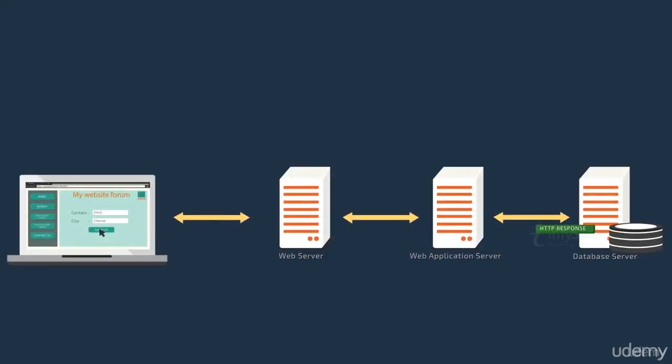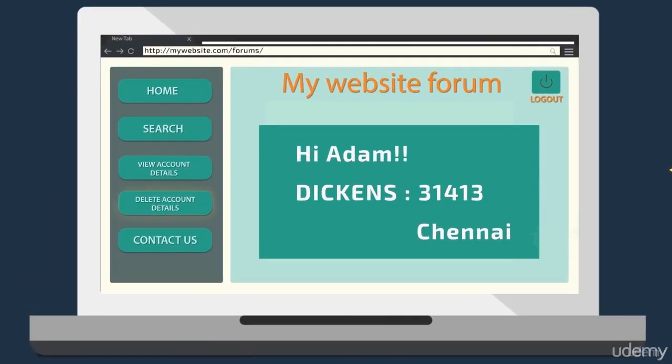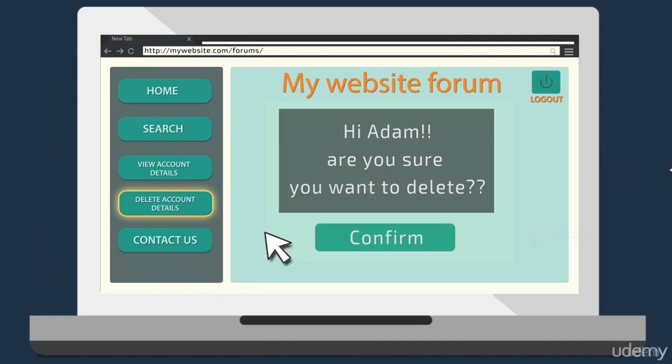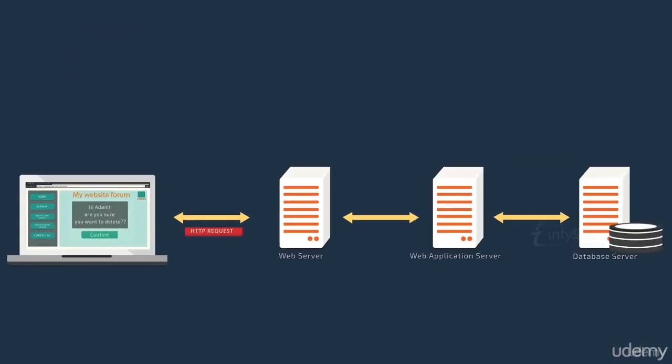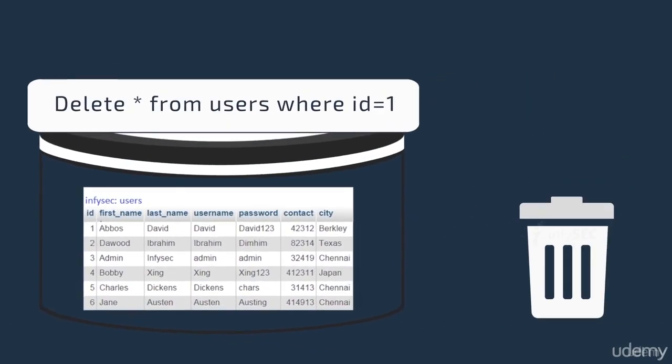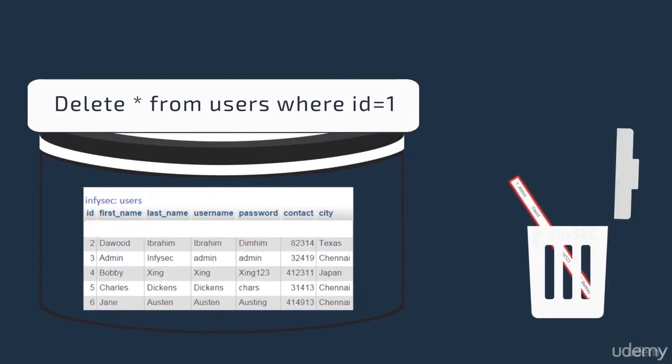The result is now forwarded to the web app server, which sends it to the web server that delivers it to the client. The next button on the web application allows the user to delete a given record. Take, for example, when the user clicks on Delete and clicks on Confirm, it forms the query as shown. This deletes the entire record of the user whose ID in the database is 1.